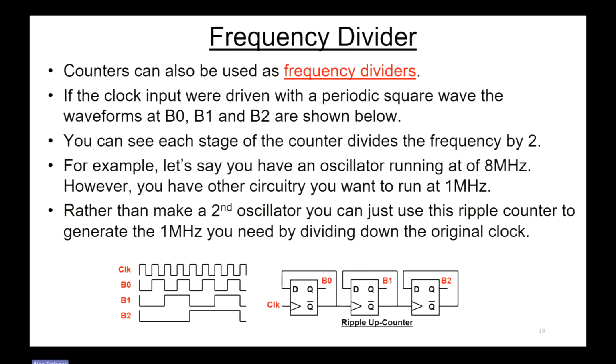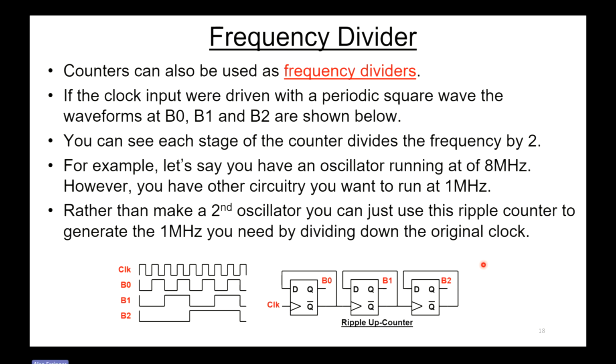Counters can also be used as a frequency divider. So if the clock inputs are driven with a periodic square wave, the waveforms for B0, B1, and B2 are shown below here. So you have your incoming clock, and then the different outputs of each flip-flop. So you can see that each stage of the counter divides the frequency by 2.